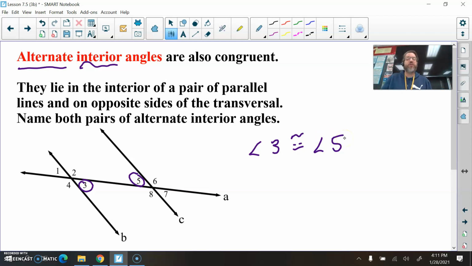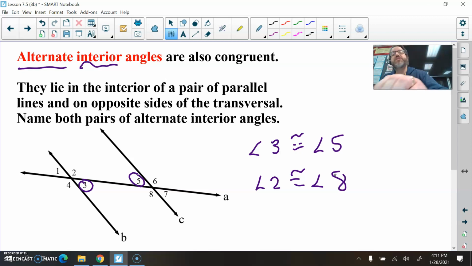Now, the other pair of alternate interior angles would be angle 2 and angle 8. Angle 2 is congruent to angle 8. Okay? And if somebody says, well, how do you know angle 2 is the same as angle 8? You say, well, they're alternate interior angles, and alternate interior angles, by definition, are congruent. They have the same measurement.